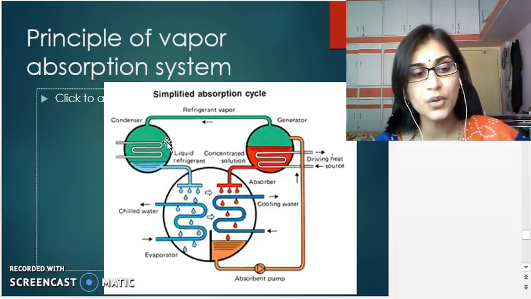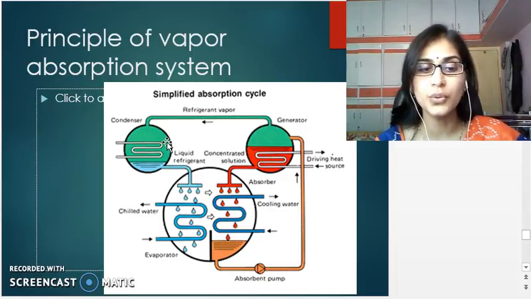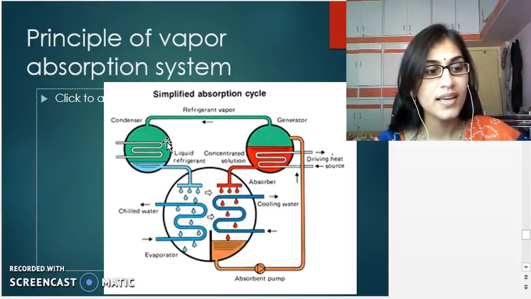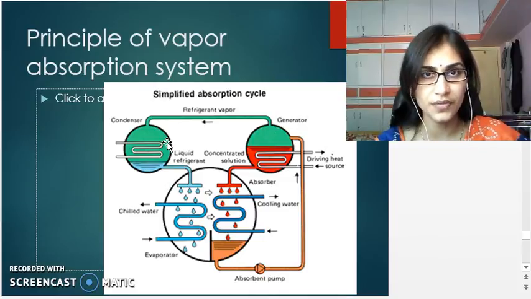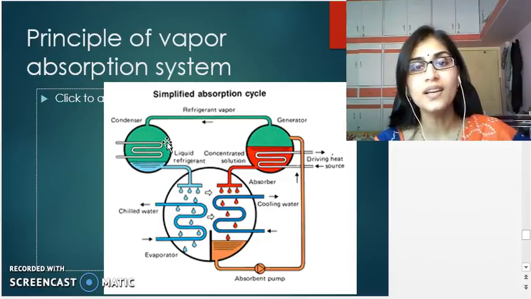The remaining liquid absorbent in the generator passes through a valve where its pressure is reduced and then is recombined with the low pressure refrigerant vapors returning from the evaporator so that the cycle can be completed.